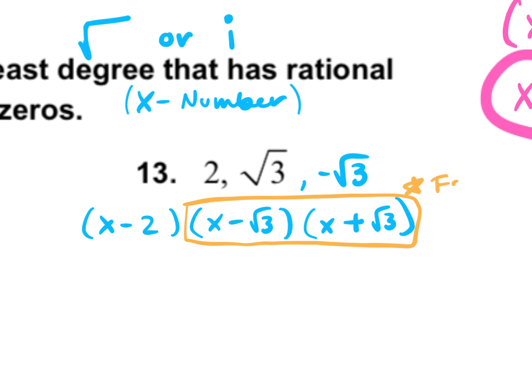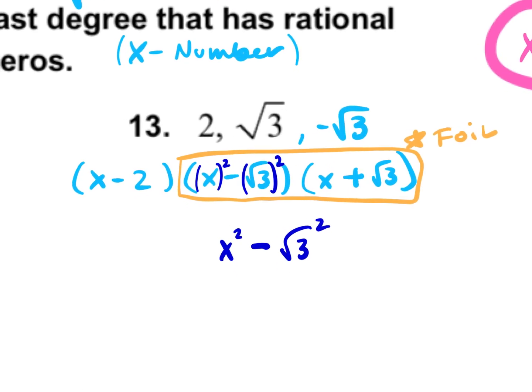Now, we can FOIL, or we could do the shortcut. I'm going to do the shortcut. So we have our first term squared minus the second term squared. So this would be x squared minus square root 3 squared. What is square root 3 squared? Just 3. Because the square root and the squared cancel. So this would be x squared minus 3.